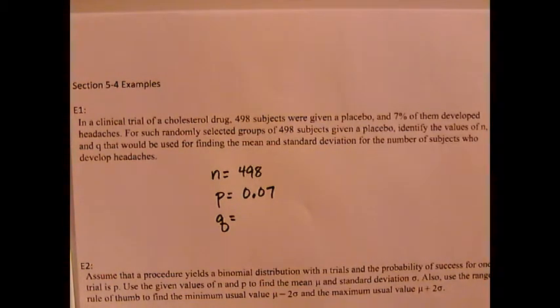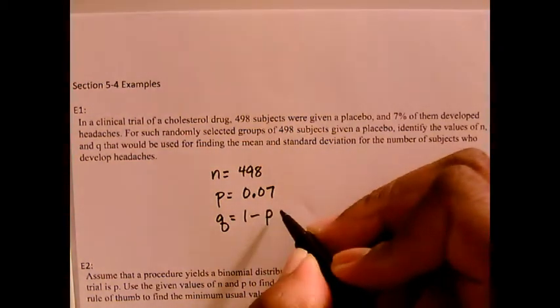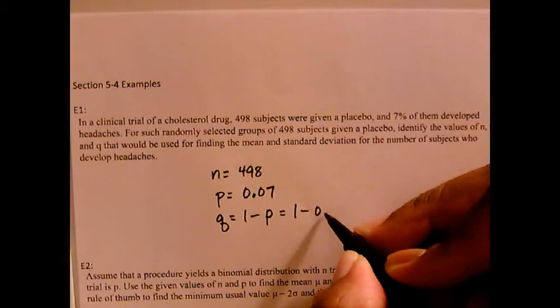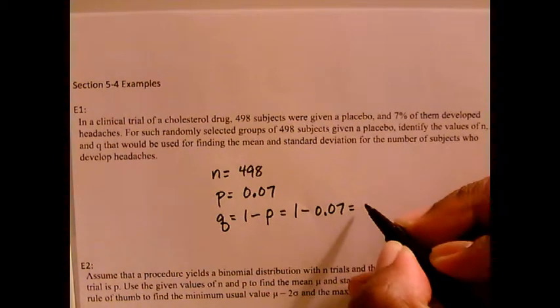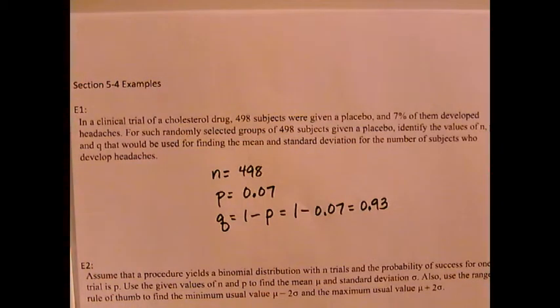And q, well, we know what p is. q is always going to be 1 minus p. So it'll be 1 minus 0.07, or 0.93. So q will be 0.93. And that's all we have to do in that particular problem, because it just says identify the values of n, p, and q that we would use to find the mean and the standard deviation.